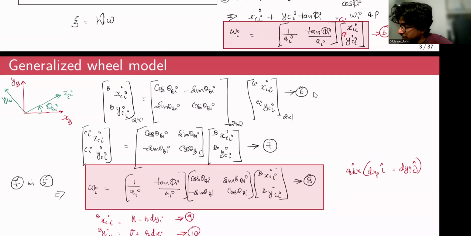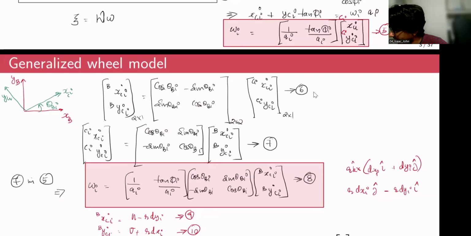So this term is the angular velocity of the robot along the B frame of reference, and this is the position vector of the Ci frame with respect to the B frame, or the body rigid frame of reference. So if you expand this cross product, what will you get? You will get r dxi, and k cross i is nothing but j, plus r dyi. k cross j is minus i. So the two components are minus r dyi and r dxi.